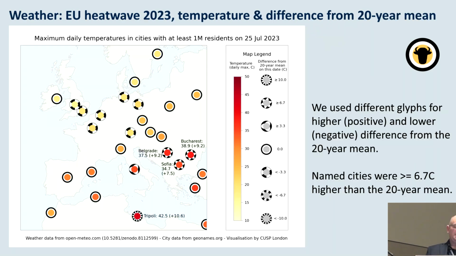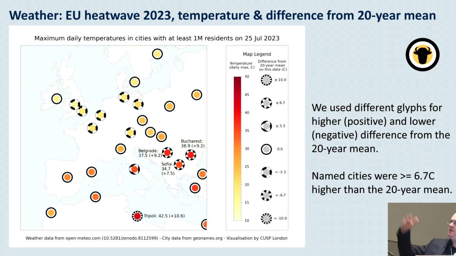This was a similar visualization, but slightly different. This was the European heat wave last year. These are the major cities, over 1 million inhabitants in Europe. The colours show the mean temperature for one day, and the shape is showing the difference from the 20-year mean.